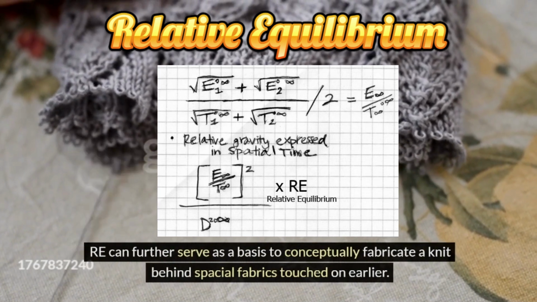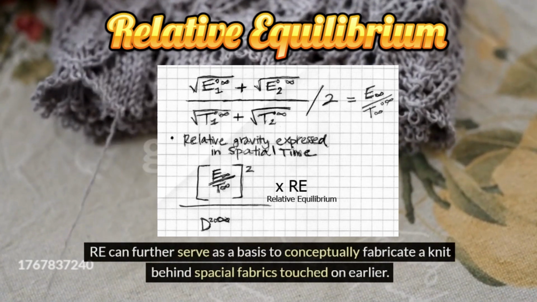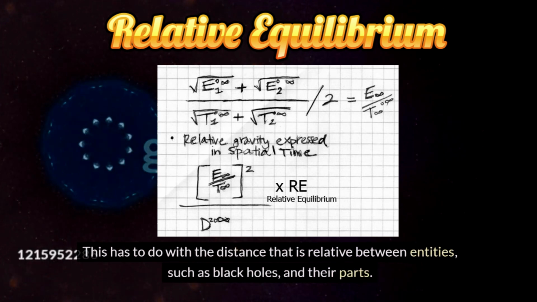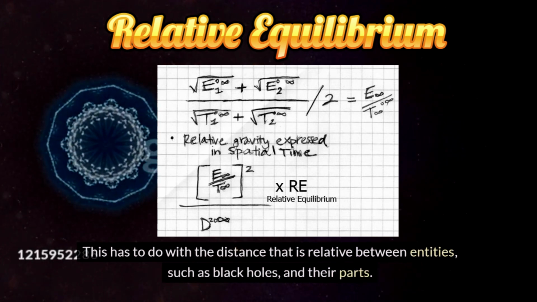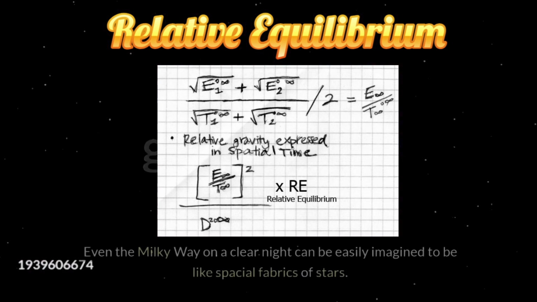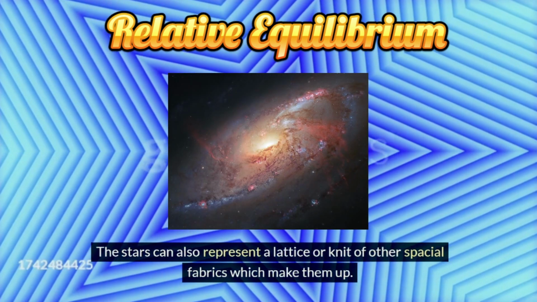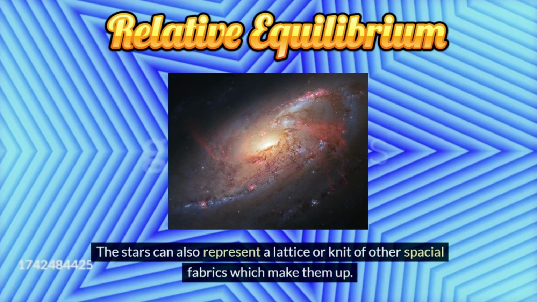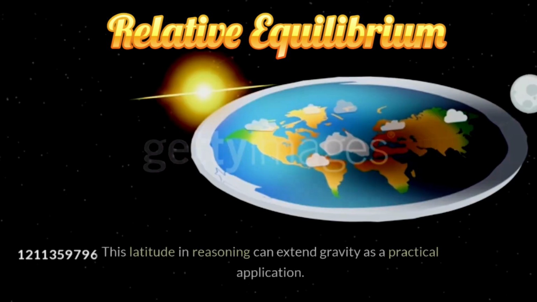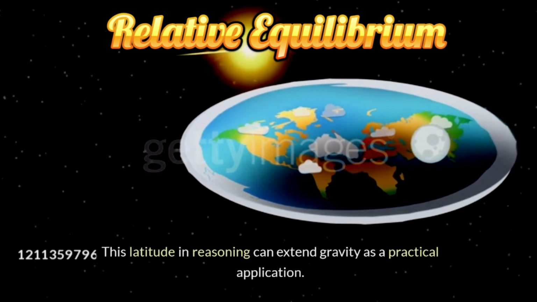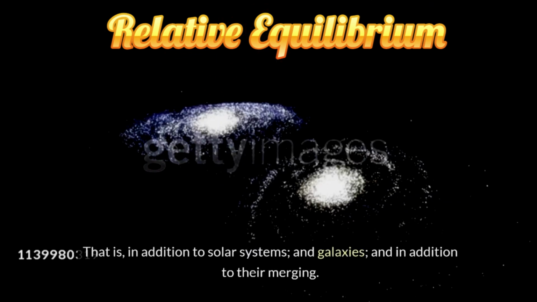This has to do with the distance that is relative between entities, such as black holes, and their parts. Even the Milky Way on a clear night can be easily imagined to be like spatial fabrics of stars. The stars can also represent a lattice or knit of other spatial fabrics which make them up. This latitude in reasoning can extend gravity as a practical application, in addition to solar systems and galaxies, and in addition to their merging.